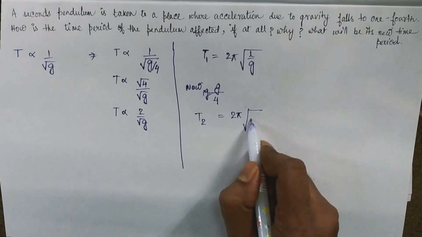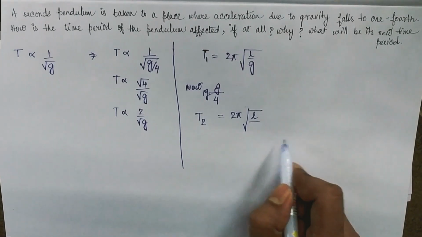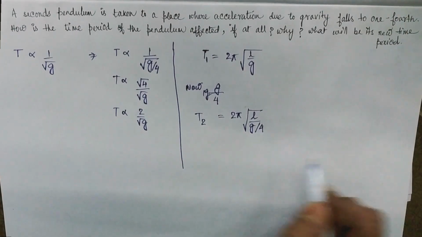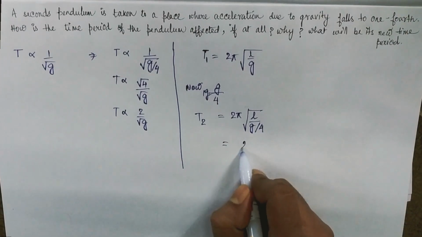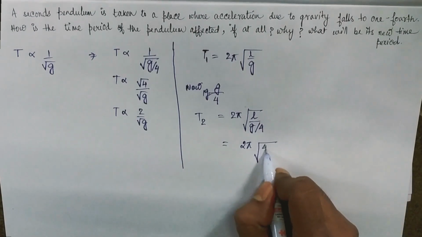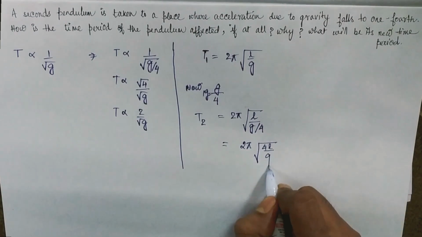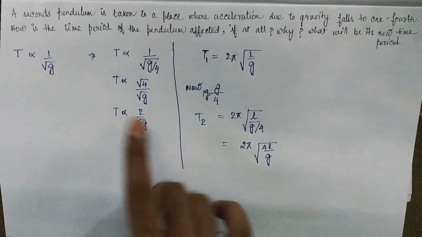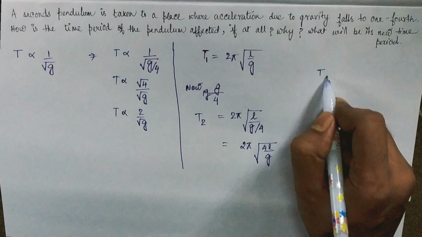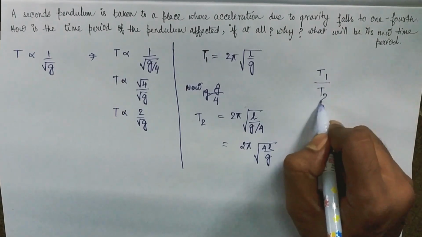It will be 2 pi. Now since effective length doesn't change, so it is L only, and this will become g by 4. So what will happen? It will be 2 pi. Now 4 is in the denominator, it will go to the numerator, it will be 4L by g. Now they have told how the time period of the pendulum is affected. For this, let us find the ratio T1 by T2.